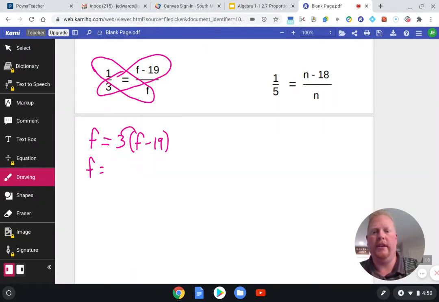So 3 times f, and 3 times negative 19 is negative 57. Make sure if there's more than one term in the numerator or denominator, you're using the distributive property to get a good equation. Now I need to get all of my variables to one side. Over on the left-hand side, I don't have anything but variables. So I'm going to move this 3f over there, even though it gives me a negative coefficient.